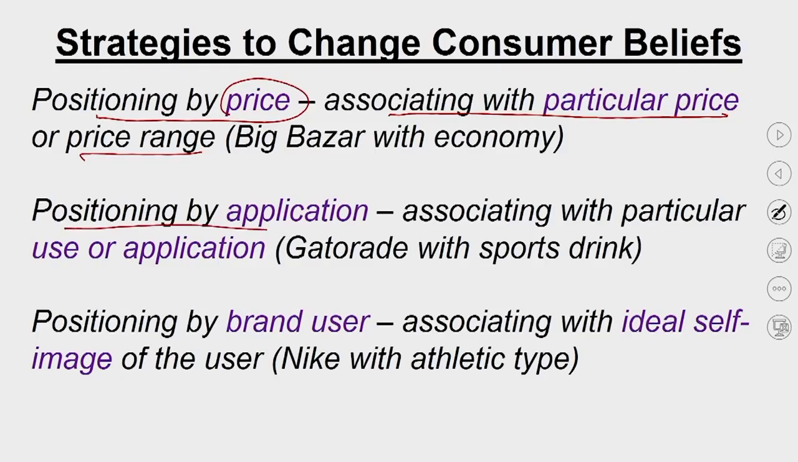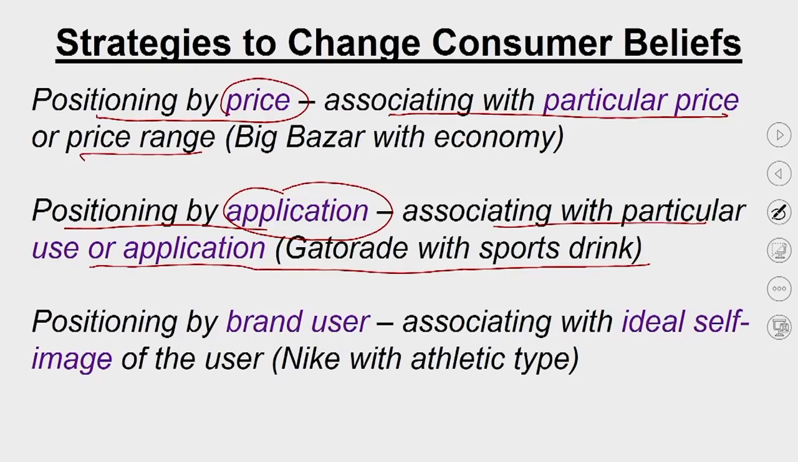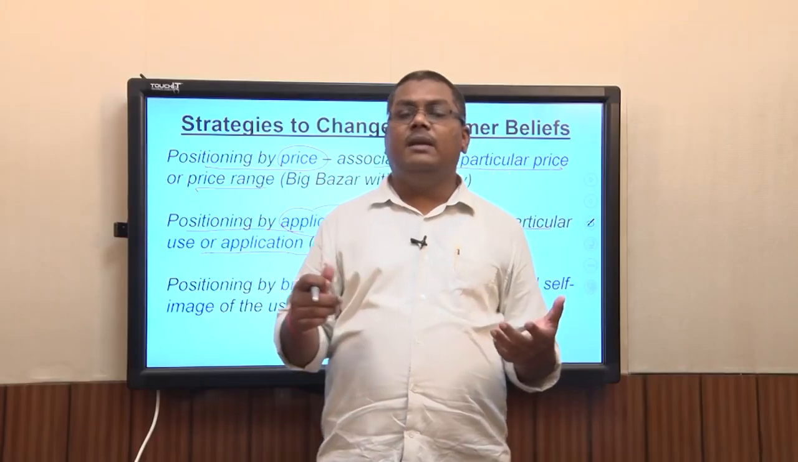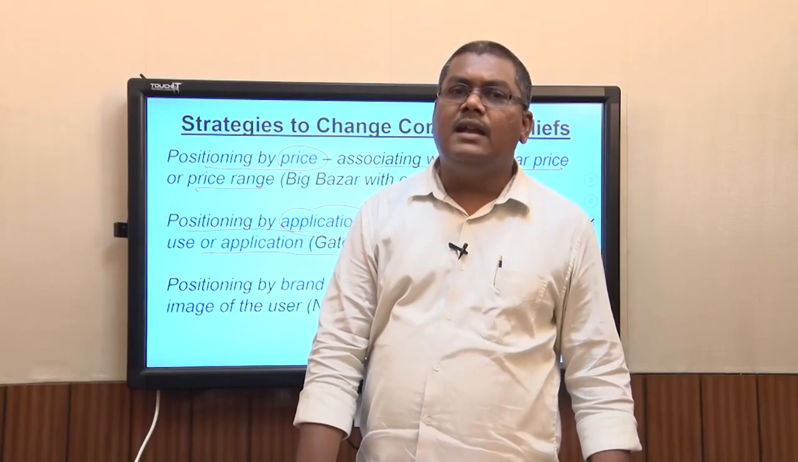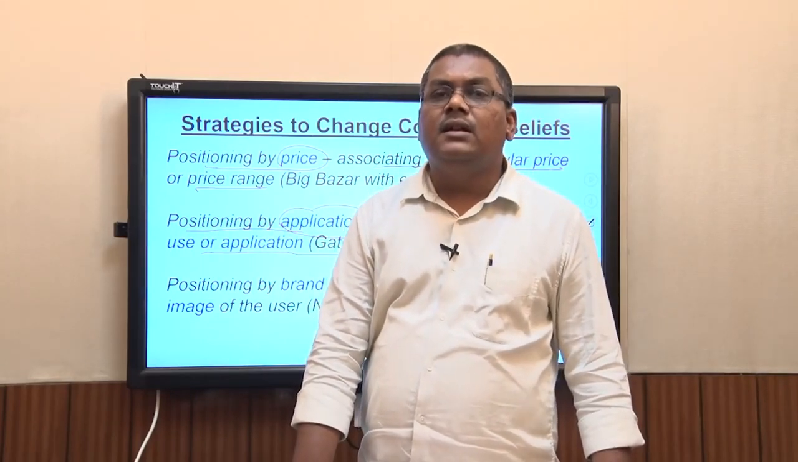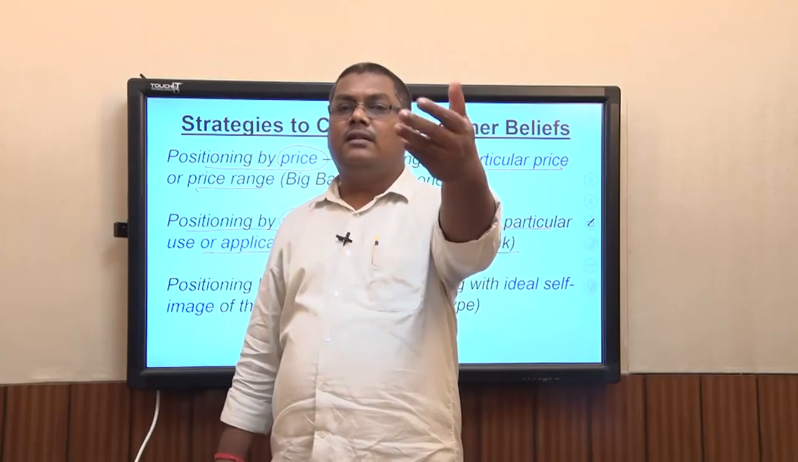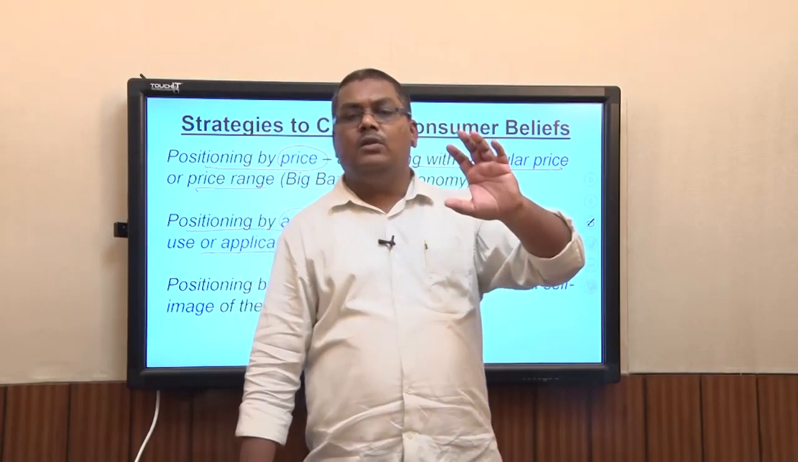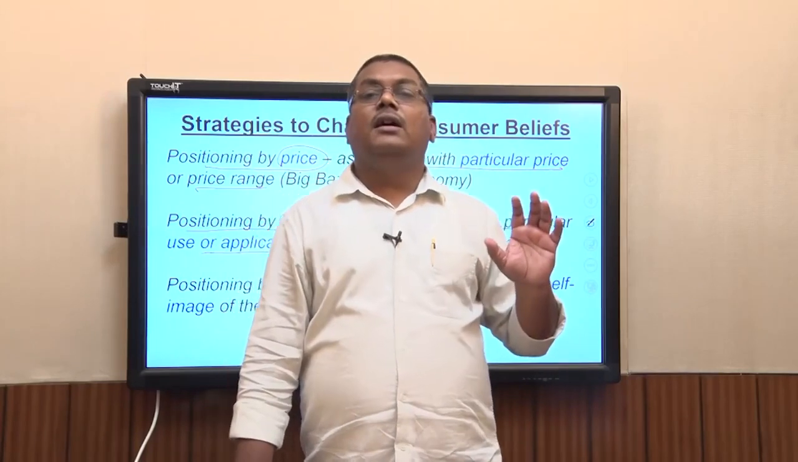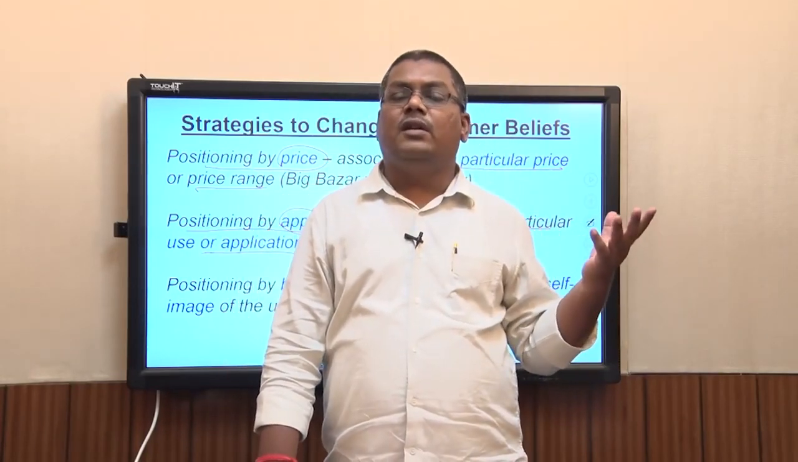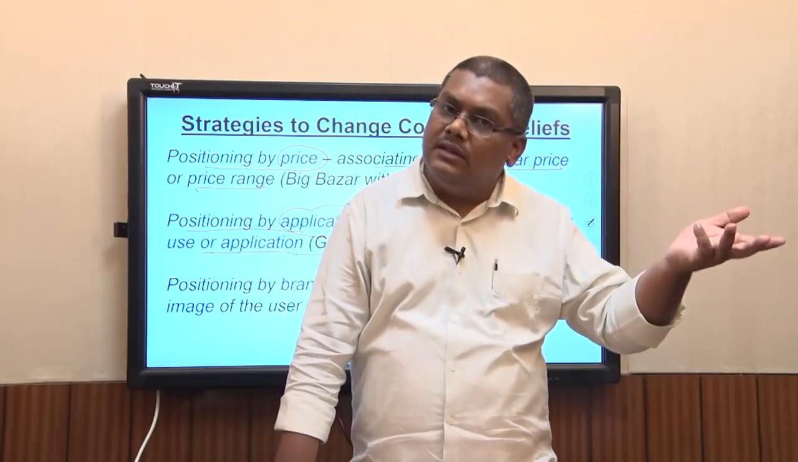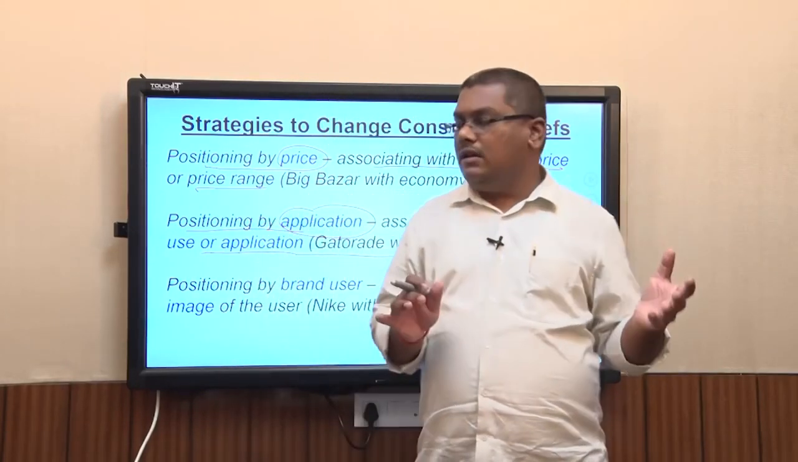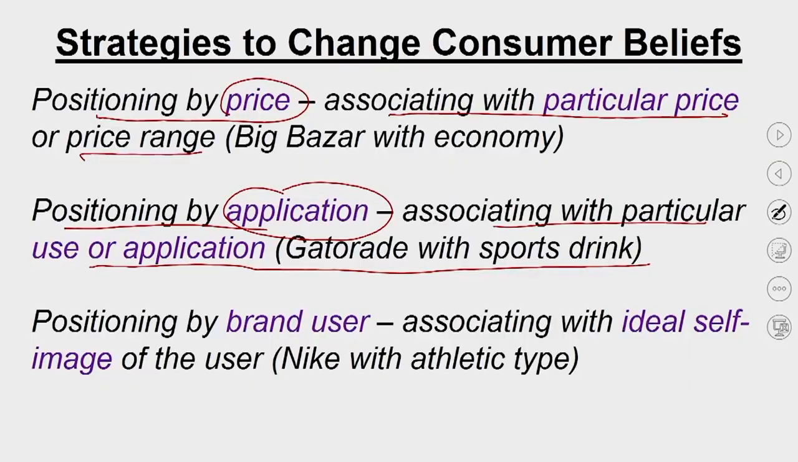Marketers can also position their product through an application, for example, associating with a particular use or application. Gatorade with sports drink. So I can have a particular kind of product and relate it to a particular application. I can say Gatorade is only a sports drink, so most sports people drink that. Or some other product, like decaf coffees for some kind of people. So I can position my product through a particular application.